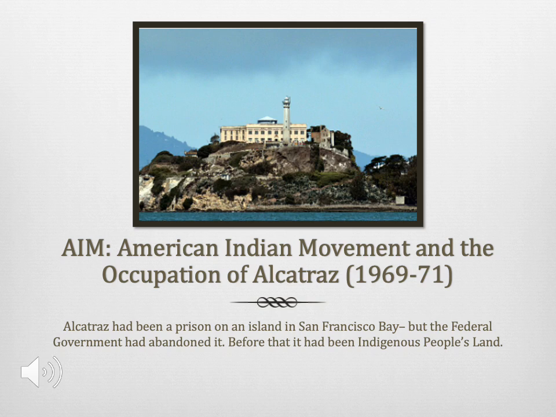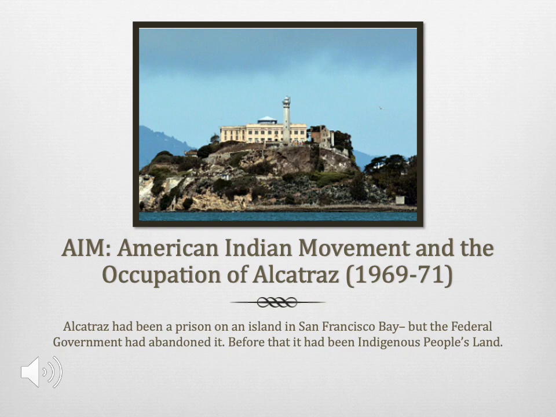Alcatraz had been, and I'm sure you know this, a very famous prison on a tiny island in the San Francisco Bay. But back in the 60s, the federal government had abandoned it. Before it had been abandoned, it had been indigenous people's land. So before white people showed up in California, it belonged to the indigenous people. The white people showed up. Eventually, they put a prison on it. And so it belonged to the federal government, but then the federal government abandoned it. So it's sitting out there.